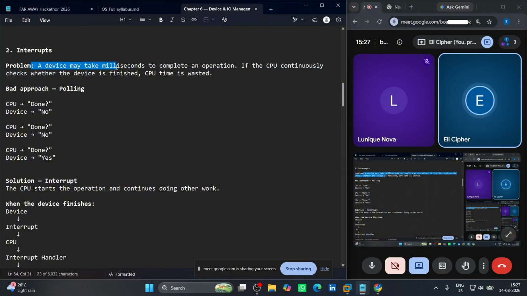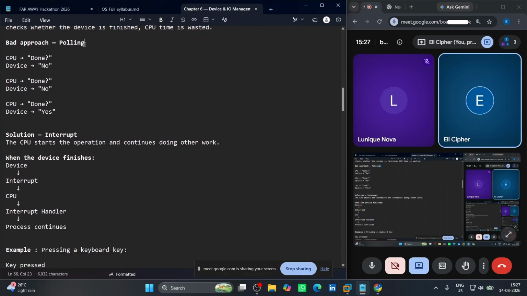So a device may take a millisecond to complete an operation. If the CPU continuously checks whether the device has finished, CPU time is wasted, because it can't stay bound to a single device. Here it is written that the CPU keeps asking, is your work done? The device says no. Then, is your work done? The device says no. Then it says yes. So it's just a wasting of CPU time.